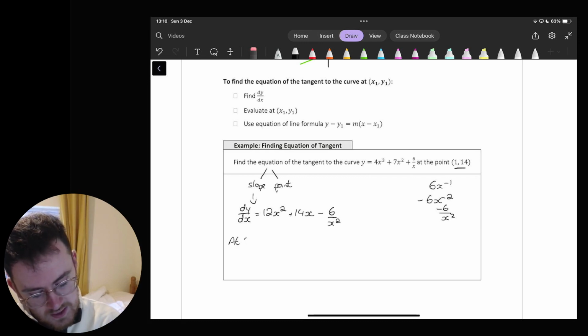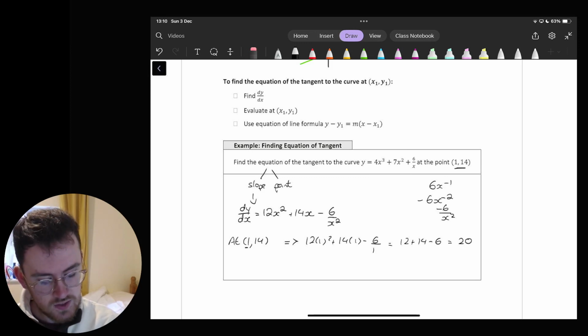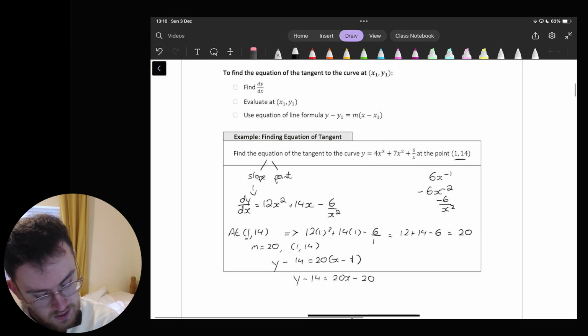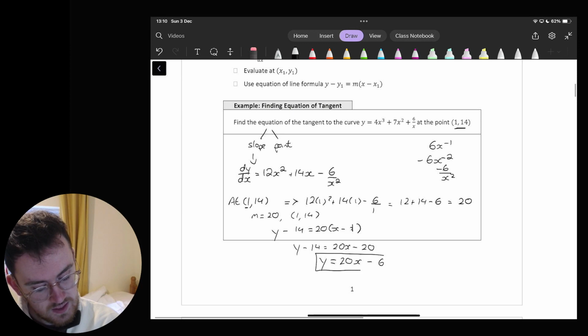We want to find the slope at the point (1, 14), so I'm going to take the x value of 1 and sub that in. That gives me 12 plus 14 minus 6, which is a value of 20. So I know the slope is 20 and my point is (1, 14). Using my equation of the line formula, y minus y1 equals m times x minus x1, so y minus 14 equals 20x minus 20. So y equals 20x minus 6 as my equation of the line.